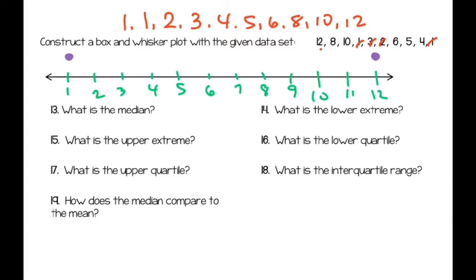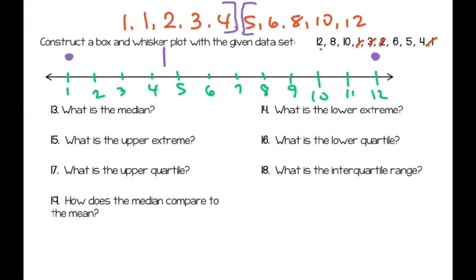And then I'm going to find the median. So looking at all my numbers, I know I have 10 numbers, so I'm going to go 5 on that side and 5 on the other side. So my median is between the 4 and the 5. So I'm going to go to 4.5, and I'm going to put a line like that.